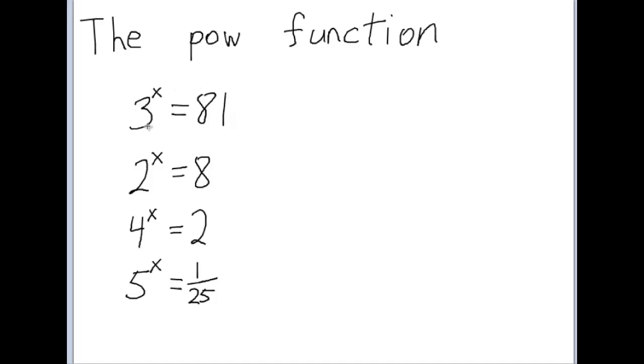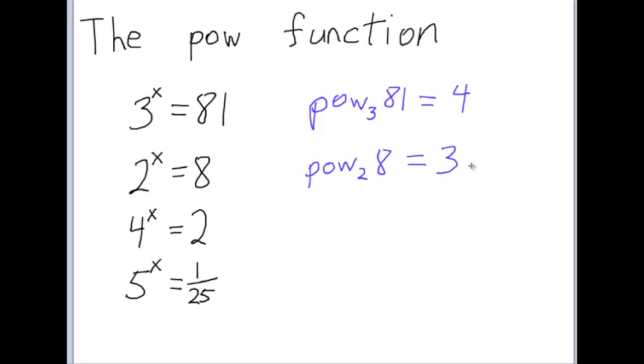But I want to write this in another way. 3 to the power of x is 81. Well, what is this saying? This is really saying, what power of 3 is 81? And the answer, as we already said, is 4, because 3 to the power of 4 is 81. So here, 2 to the power of x is 8, so we could write that as, what power of 2 is 8? And of course the answer to that is 3, because 2 cubed is 8.